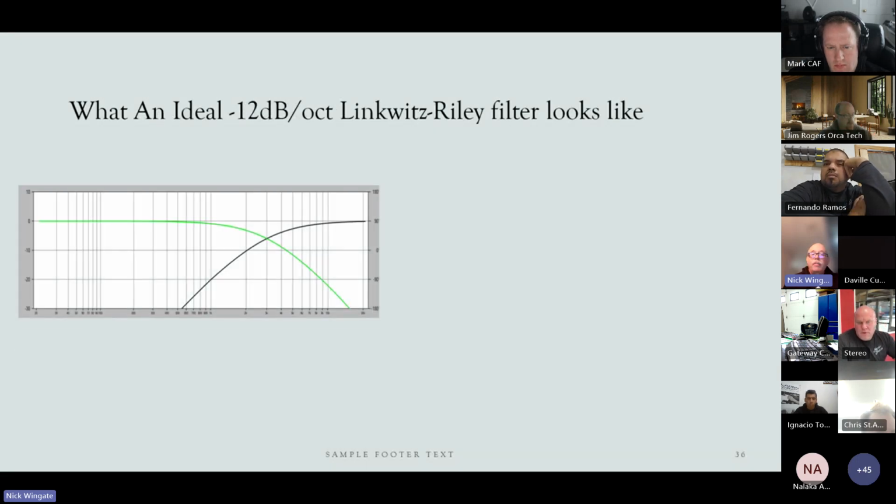Now, an ideal 12 dB Linkwitz-Riley filter looks like this. And they're like, wait a minute. There's a 12 dB Linkwitz-Riley filter? I thought it was only a 24. Yes, there is.